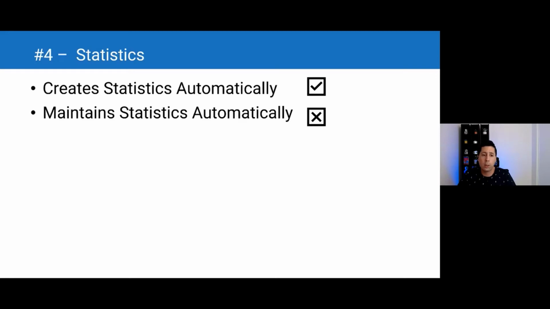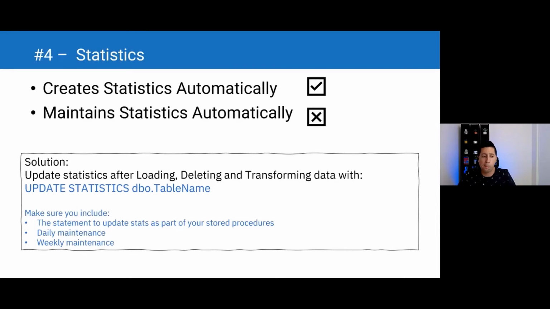What you have to take into account is that Synapse creates the stats for you, but it doesn't maintain the stats for you automatically. So we need to look after them. The best thing to do, and I do suggest this to update the stats, is to just write this command: update statistics and the name of the table. That will update any statistics that you have in that table. So you don't need to go one statistic at a time and update it. If you write this command, all the stats will be updated.